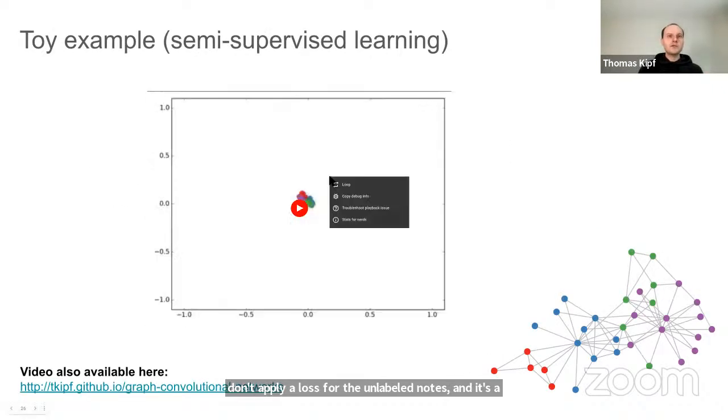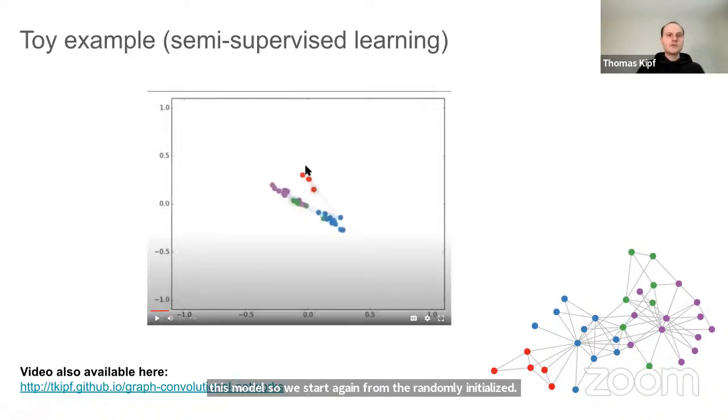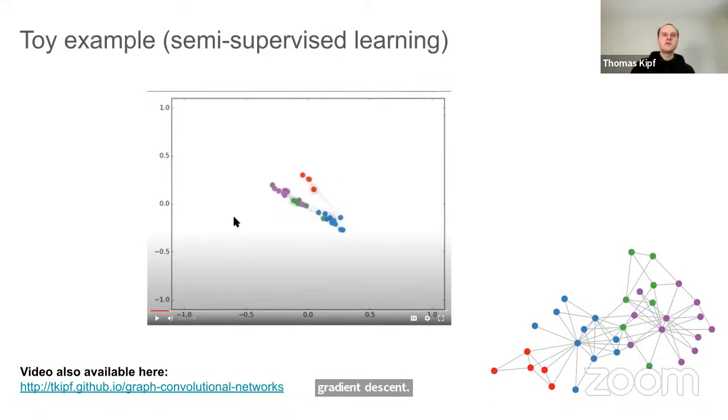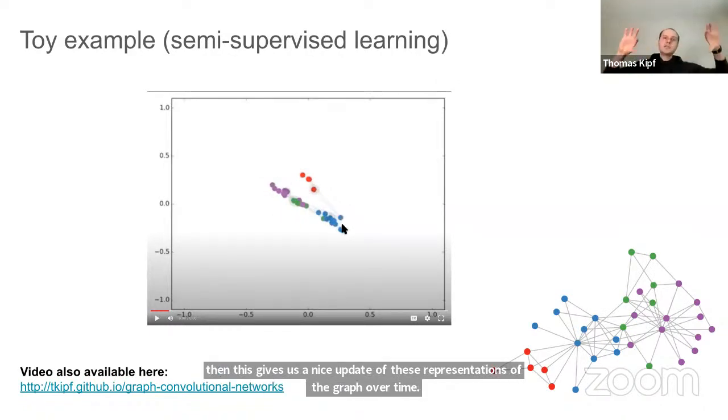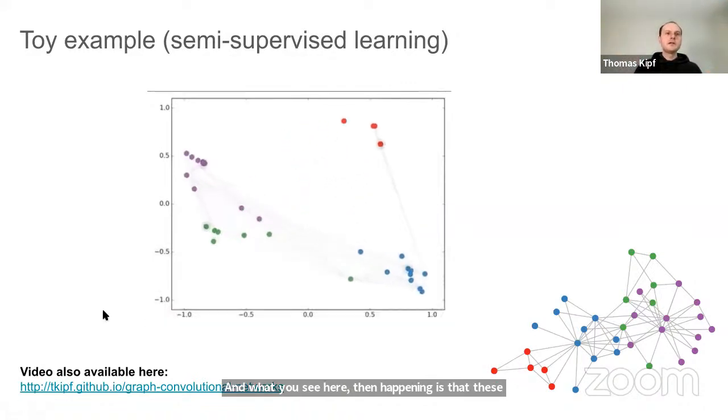And now if you look at what happens if we train this model, we start again from the randomly initialized nodes, which are now zoomed out a bit. I'm going to start the video in a moment. And then we apply gradient descent. So we optimize over, let's say, 200 gradient descent iterations, and this gives us a nice update of these representations of the graph over time. What you see happening is that these updates push those nodes to the side of the embedding space and really pull them apart.